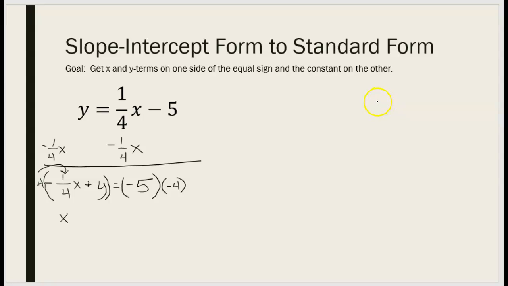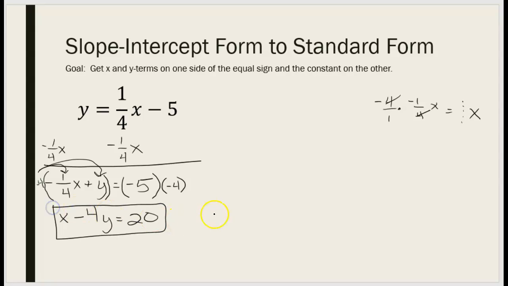Okay? If I do some side work, this would be like negative 4 over 1 times negative 1/4 x. Well, negative times negative is positive, and my 4's are going to cancel. That's going to leave me with just a 1x, which is what you see down here. Now I also have to multiply the negative 4 times my y. So that's minus 4y, because remember we have to distribute that negative 4 to both of these terms. And then negative 5 times negative 4 is positive 20, because a negative times negative is positive. And there you go. We have proper standard form for that particular equation.